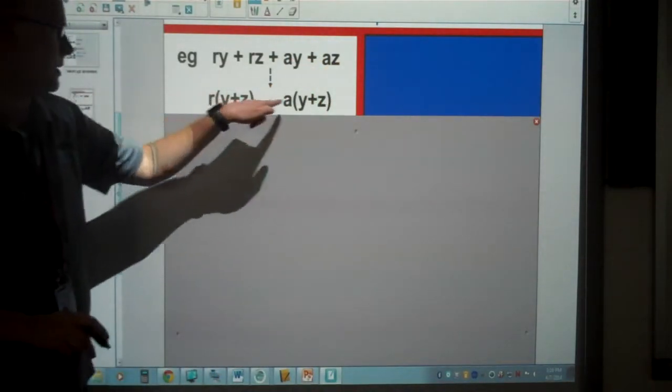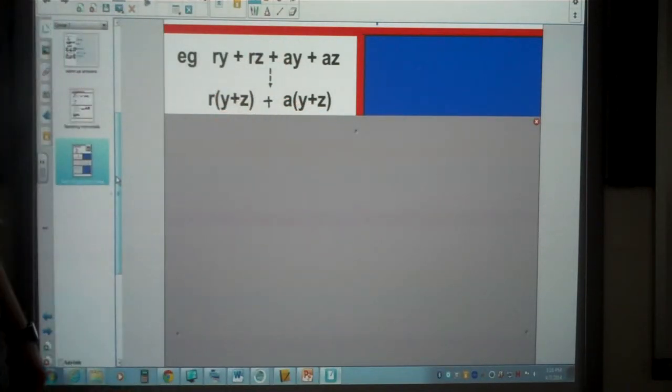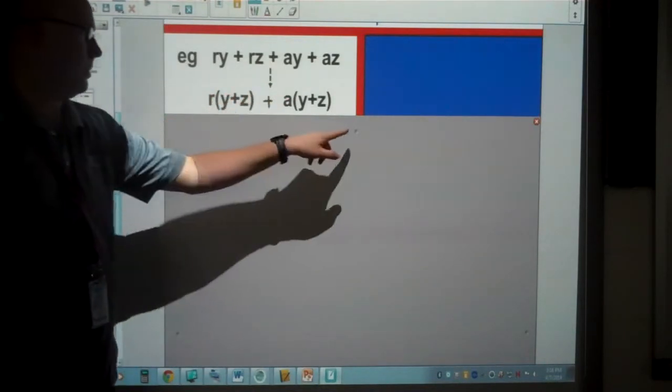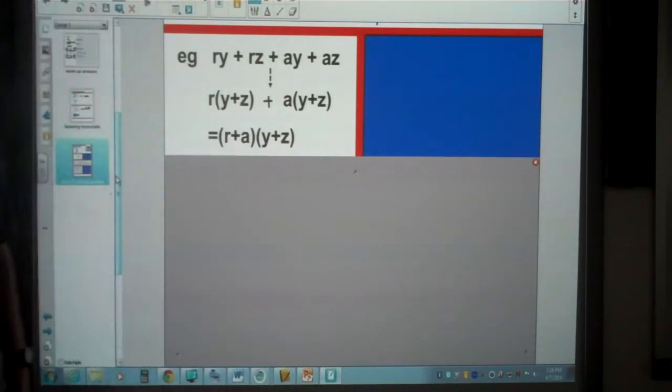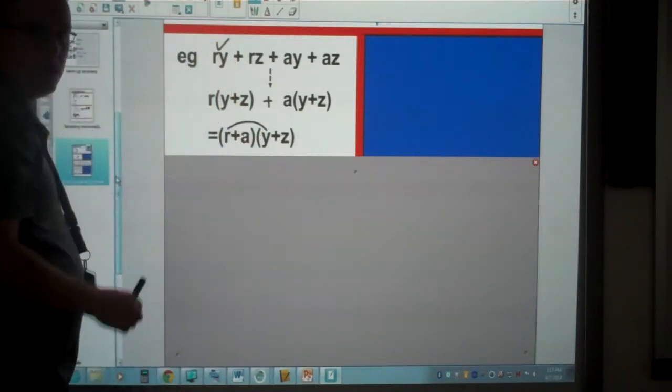But notice I have the same factor here. This was a plus here, so I'm going to put the plus back. So what I can say is I've got r plus a times by y plus z. If you wanted to check with FOIL to see this works, r times y is ry.